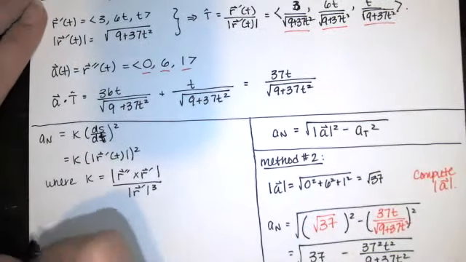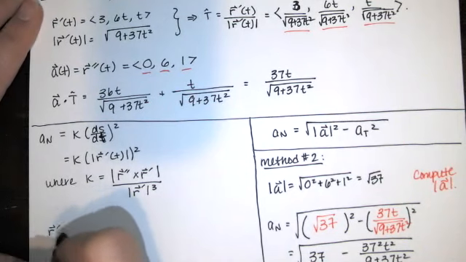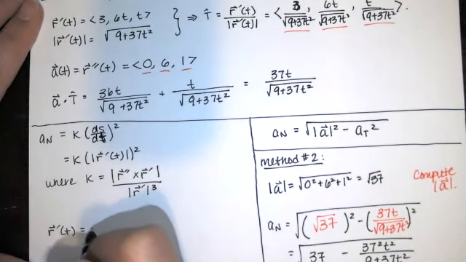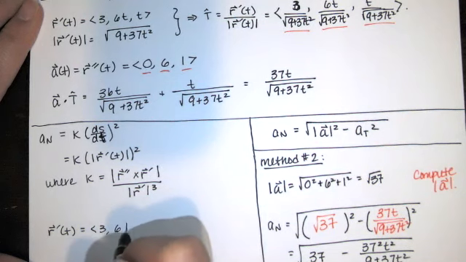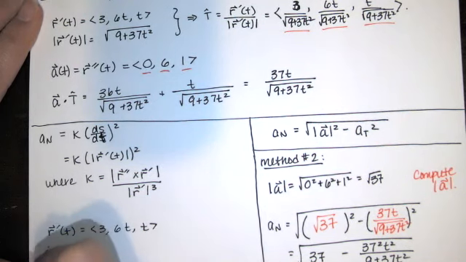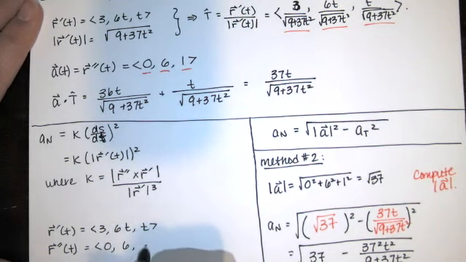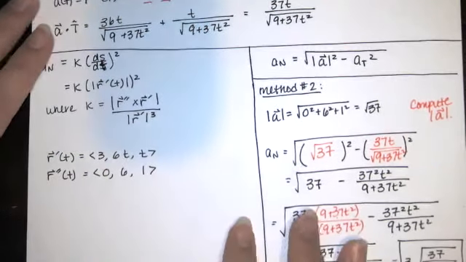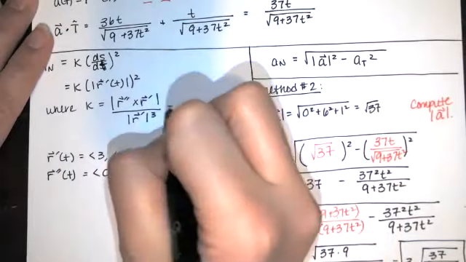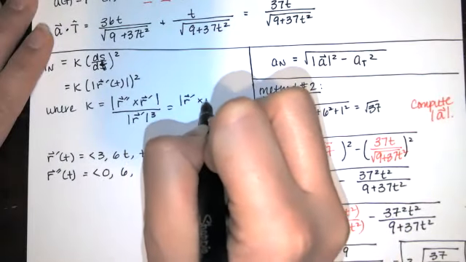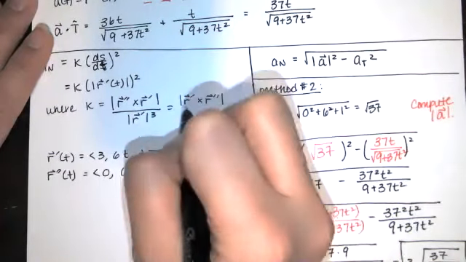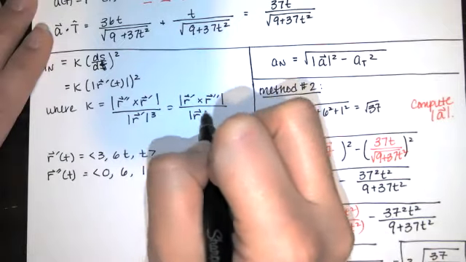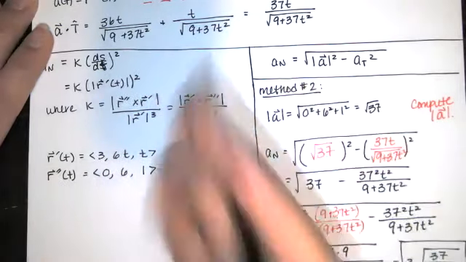It's actually not too bad. So we had r prime was this vector, and we computed r double prime as well. That was our acceleration. Now we want to compute the cross product, and actually I think it's typically written this way, but the magnitude of u cross v is the same as the magnitude of v cross u. So either way is fine.